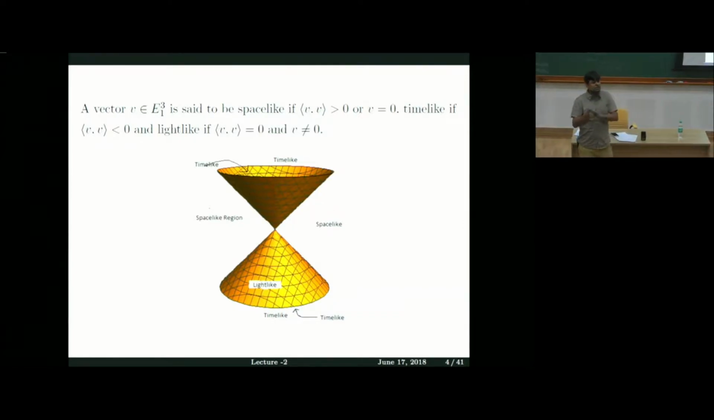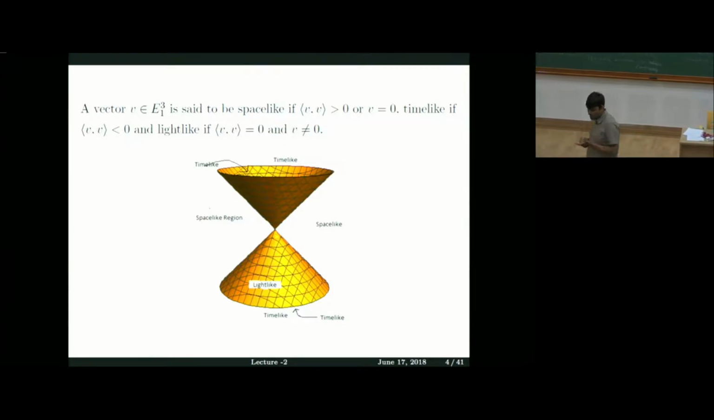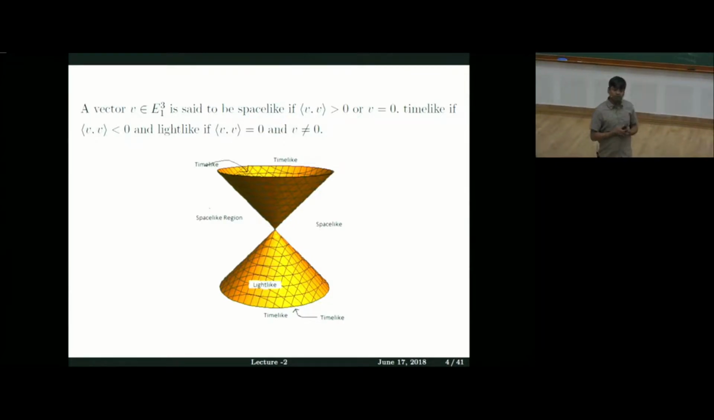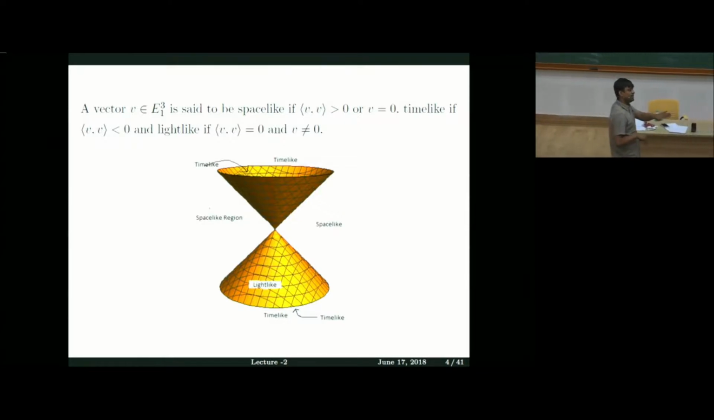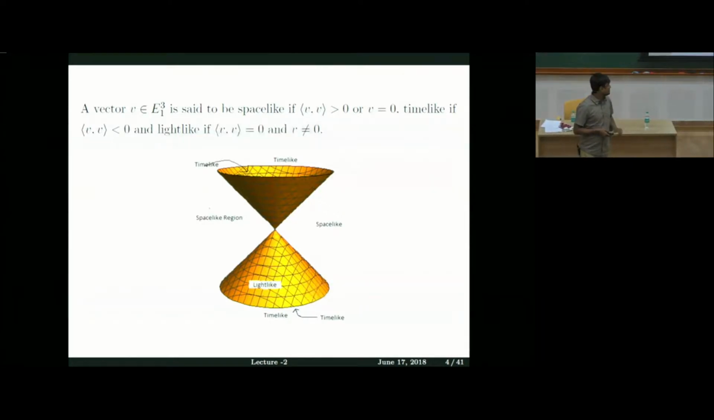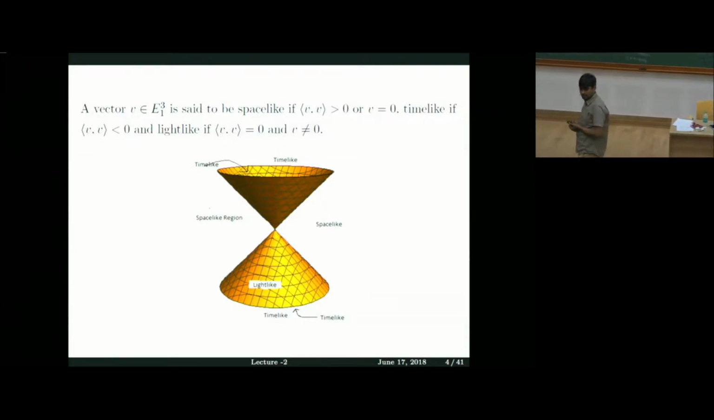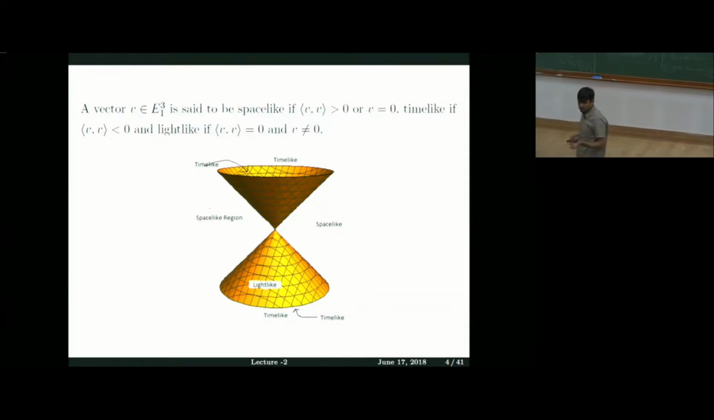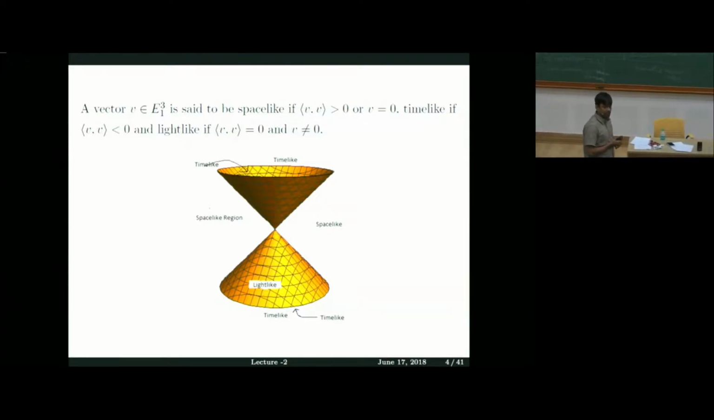So we basically have three types of vectors here. A vector v is said to be space-like if the inner product of v with v is greater than 0. And the zero vector, by default and by convention, we will assume is a space-like vector. It is time-like if the inner product is less than 0, and light-like if it is equal to 0 but v is not equal to 0. So the zero vector is not a light-like vector.